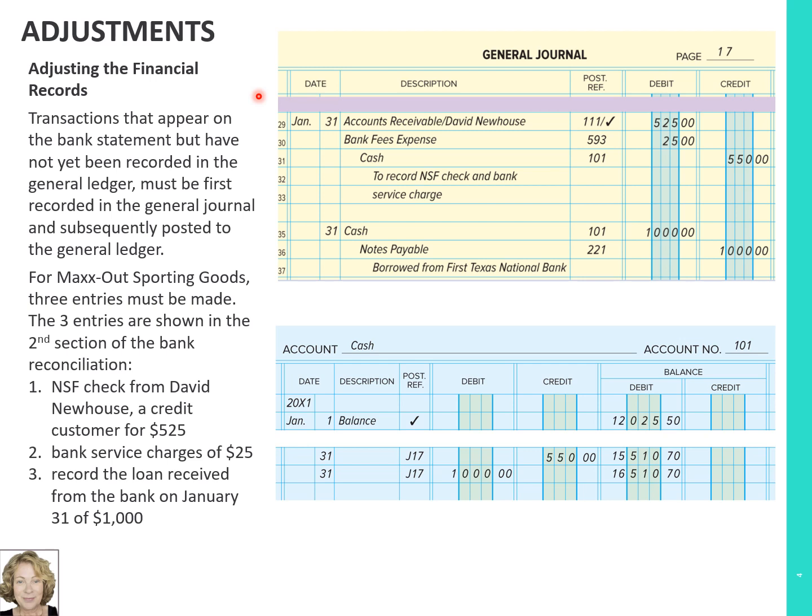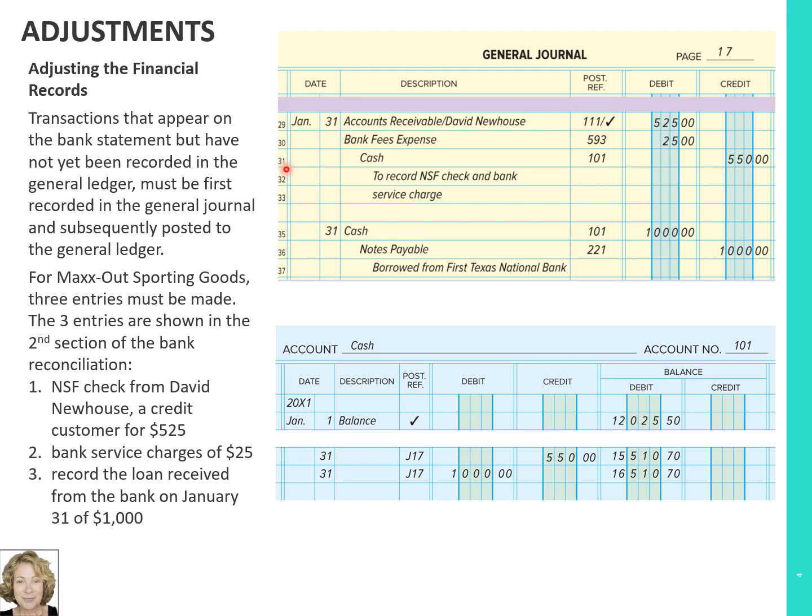First, we need to record the NSF check from a customer for $525, which was charged back to the bank account. Basically, the deposit was reversed. And the bank also assessed a fee for $25. To record that transaction, we would debit accounts receivable for David Newhouse for $525 and debit bank fees expense for $25 and credit cash for $550.